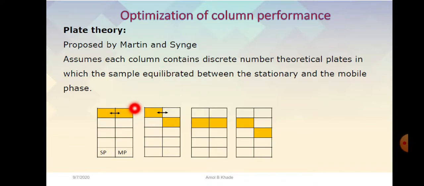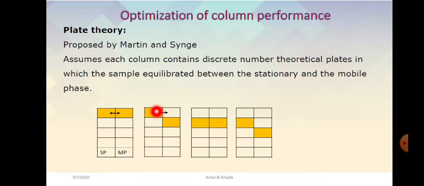Now the moment we load the sample and pour the mobile phase, what will happen? The sample gets equilibrated between the stationary phase and the mobile phase. After some time, as the mobile phase moves, this sample falls down into the second plate. As the mobile phase has carried the components which were equilibrated in it, these components will again try to equilibrate between the stationary phase and the mobile phase.